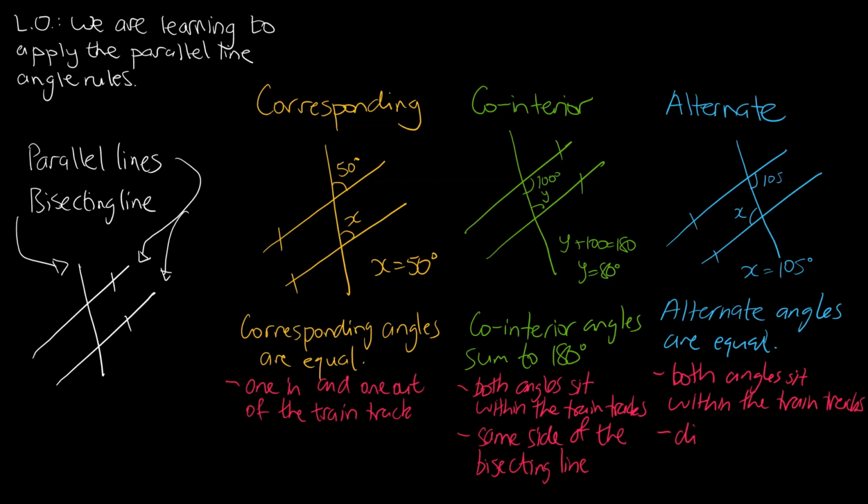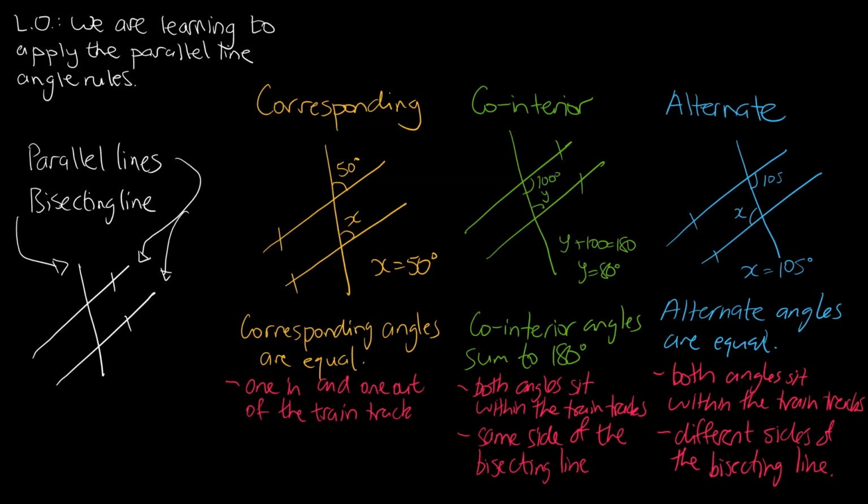And here, they're alternate angles. They're on different sides of the bisecting line. And that's another feature. So hopefully that helps in distinguishing the two.